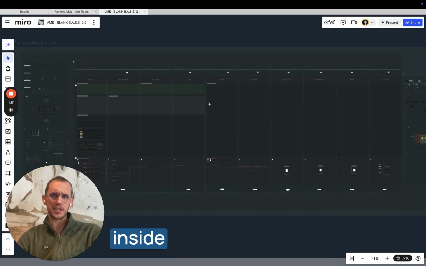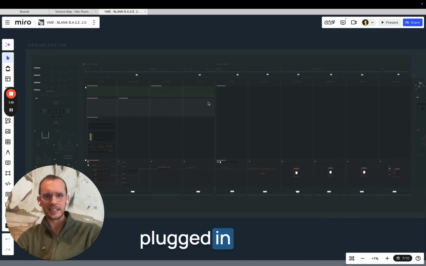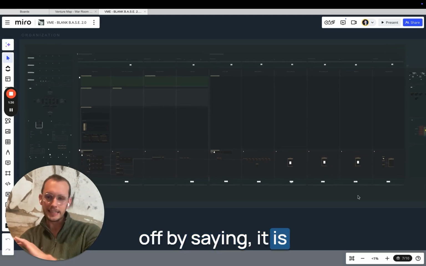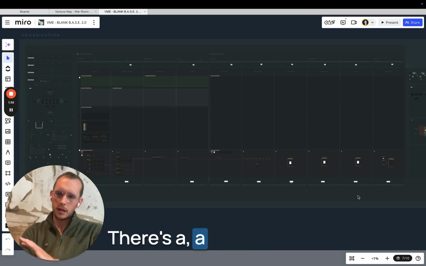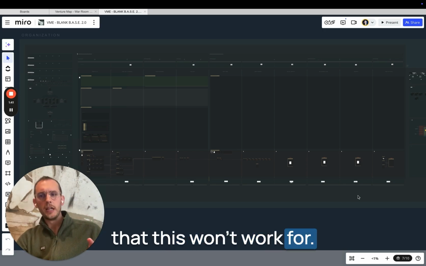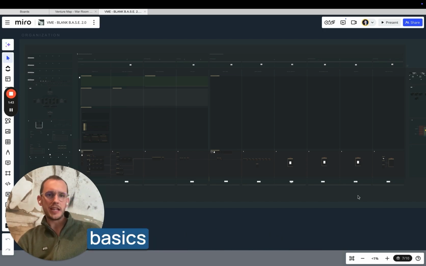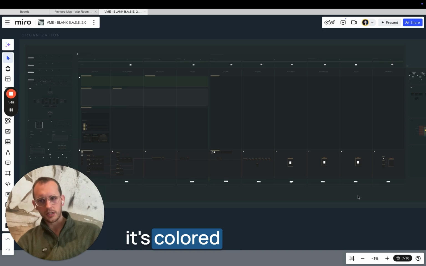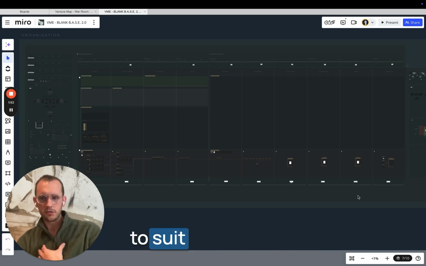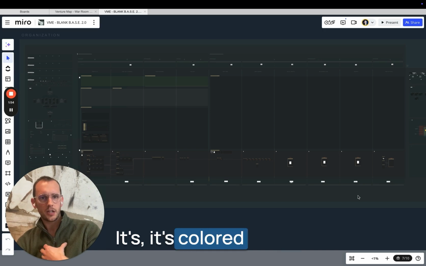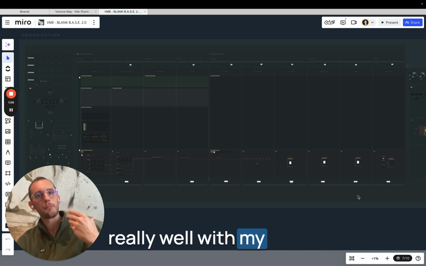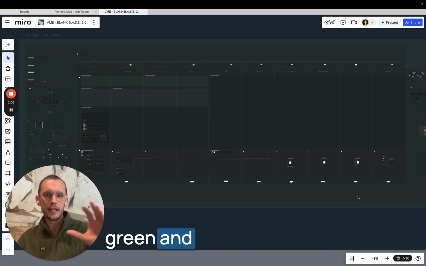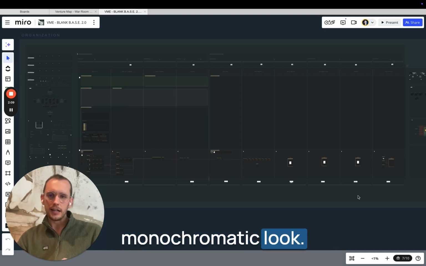The first thing you see inside of Miro with your VentureMap template plugged in is this massive green space. Now, let me just start off by saying it is not for everybody. There's a lot of people that this won't work for. For example, just like the basics on standard usability, it's colored in such a specific way, frankly, to suit yours truly. It's colored in such a way that it works really well with my brain. You can change your VentureMap color to whatever you want. The green and the sort of monochromatic look, it's great.